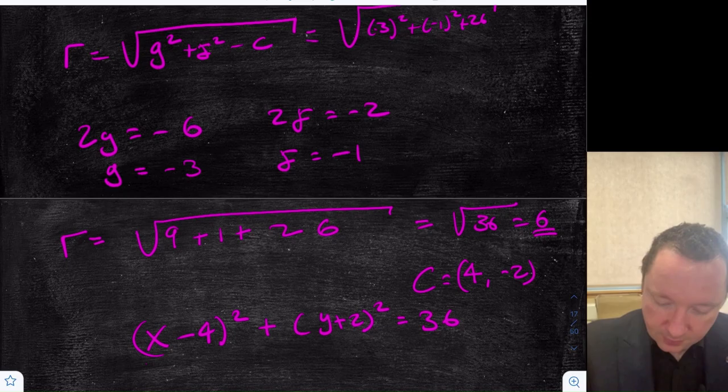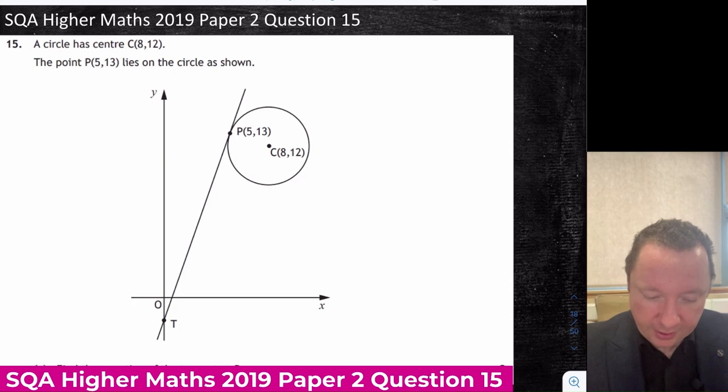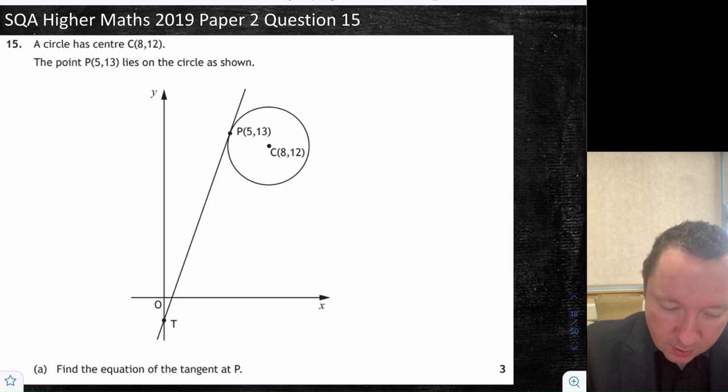And we're done there. SQA Higher Maths 2019 Paper 2 Question 15. A circle has centre (8, 12). P (5, 13) lies on the circle as shown on the outside. Find the equation of the tangent at P.